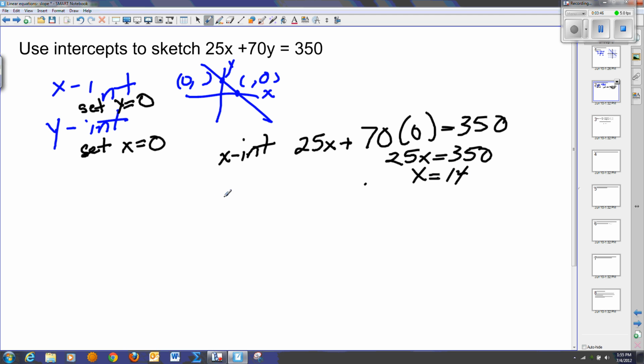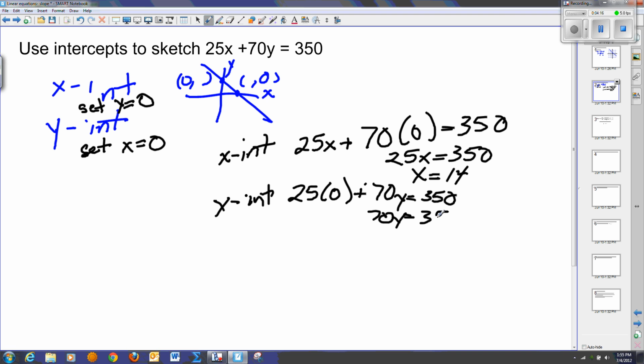Now, if I want to find my y-intercept, again, we're just going to set x equal to 0. So I have 25 times 0, plus 70y equals 350. Isolate y: 70y equals 350. And y is going to give me 5.